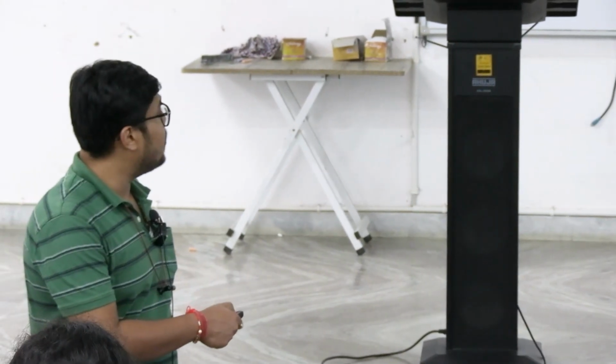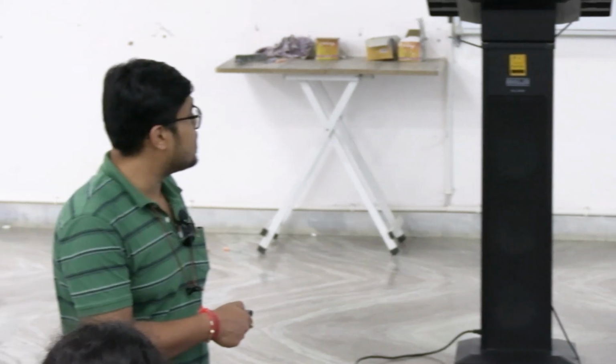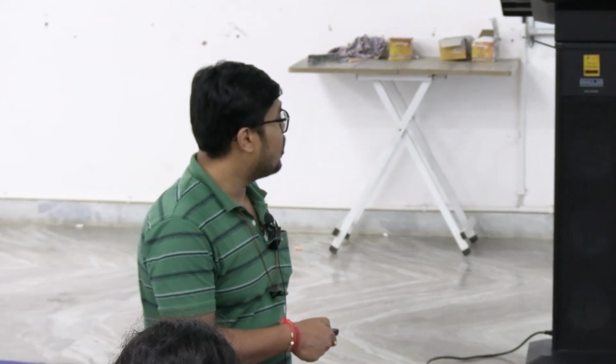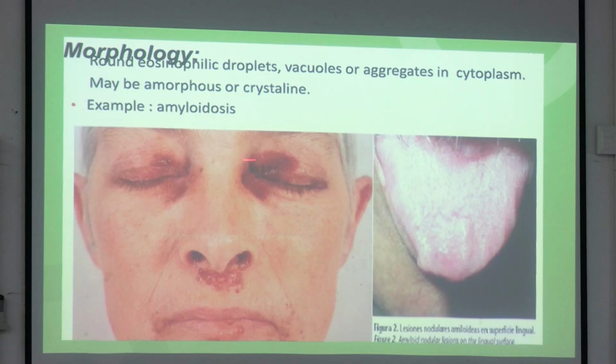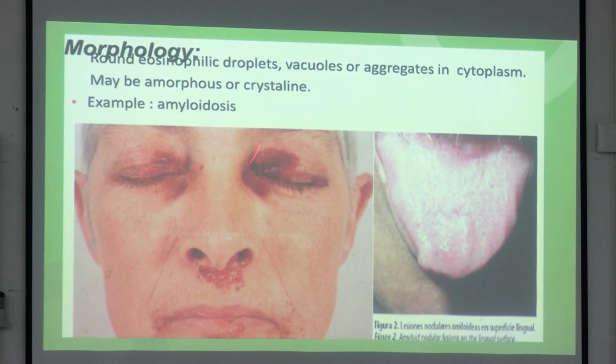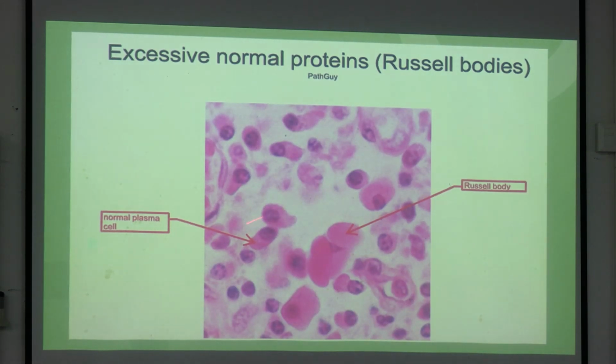Round eosinophilic droplets or vacuoles aggregate in the cytoplasm, may be amorphous or crystalline. Example is amyloidosis. Okay, দেখ টাঙে হয়েছে এটা, আর এটা external nares and orbicularis oculi muscle এর এখানে হয়েছে protein accumulation. Okay, amyloidosis. এই দেখ excessive normal proteins, Russell body. এই দেখ like B cell or plasma cell.